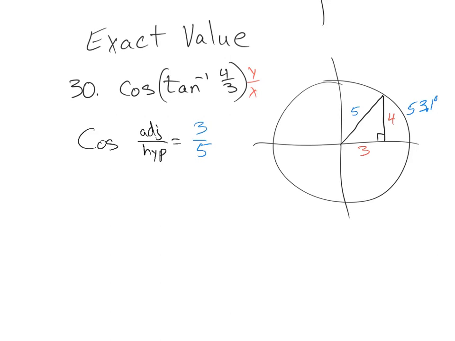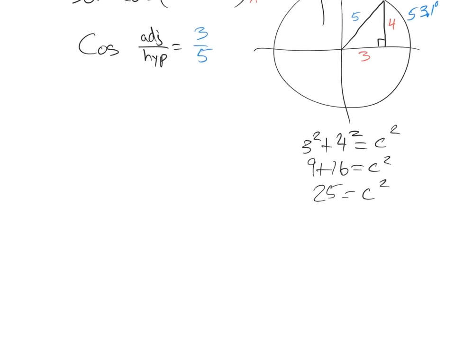A 3, 4, 5. Pythagorean Theorem: a squared plus b squared equals c squared. 9 plus 16 is equal to c squared, so c is 5. You just took 3 and 4. Yeah, so it's a typical triple, 3, 4, 5. That's all right. Most students.